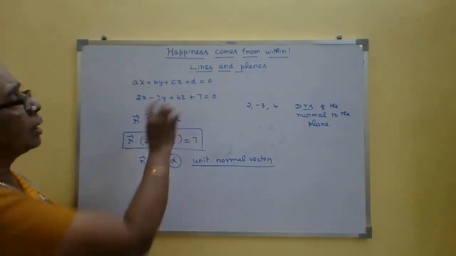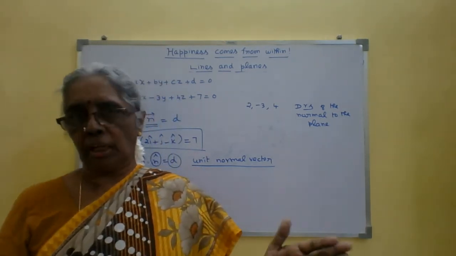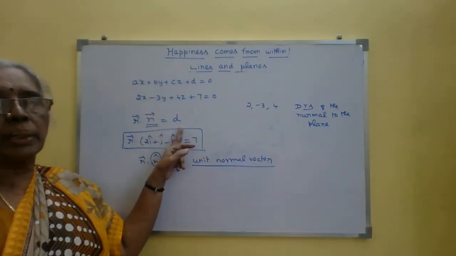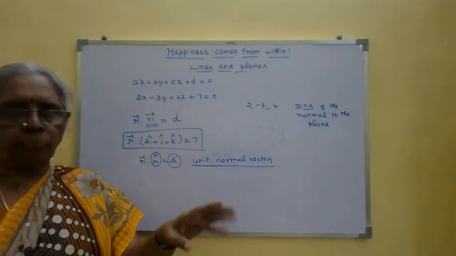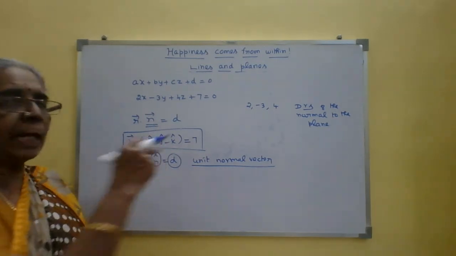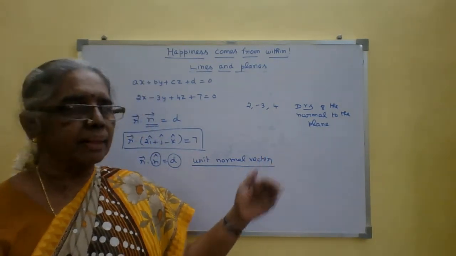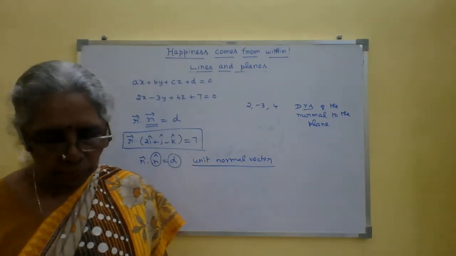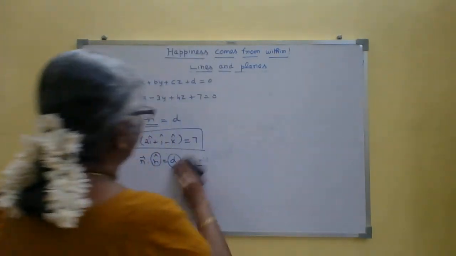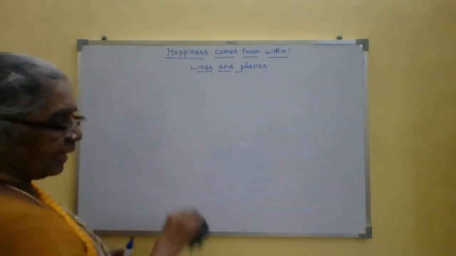Now the Cartesian form is ax plus by plus cz plus d is equal to 0, the general format. The corresponding vector form is r vector dot n vector is equal to d. Here n vector is the normal vector, but the normal form is r vector dot n cap is equal to d, where d represents the perpendicular distance from the origin to the plane. Let us see quickly how to convert from vector to Cartesian and Cartesian to vector form if it is given in this format.